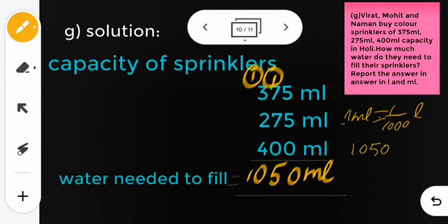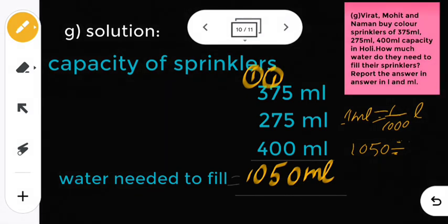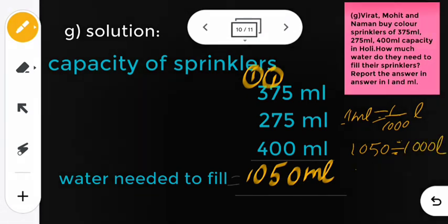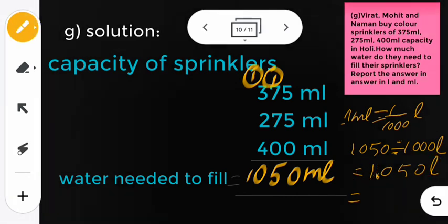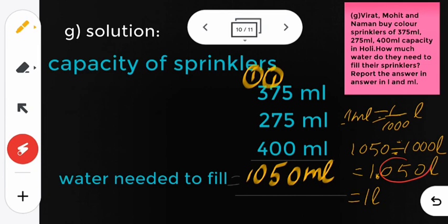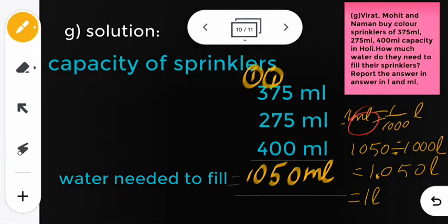So 1050 you have to divide by 1000. Once you divide by 1000, it will be liter. So you keep the point here. When you keep a point, 3 zeros, so 3 digits: 1, 2, 3. So the point will come here. Now this will be 1 and 50 separated. The 1 on the left of the point will be the bigger unit, so that will be 1 liter. And the 50 on the right side of the point will be the smaller quantity, so that is milliliter. So 50 milliliter. They have asked the answer in liter and milliliter, so the water needed is 1 liter 50 milliliter.